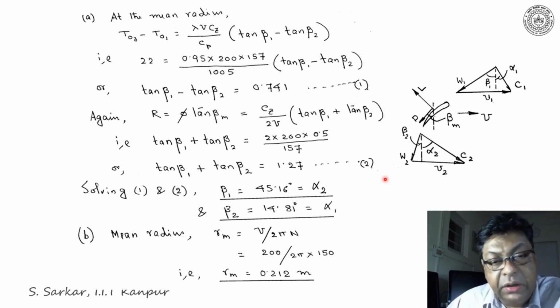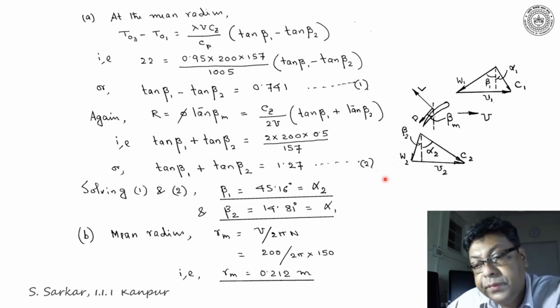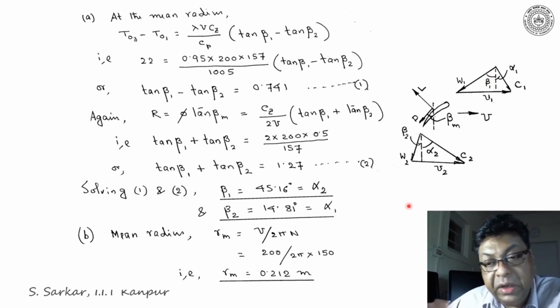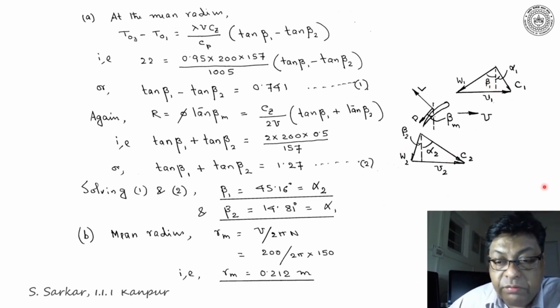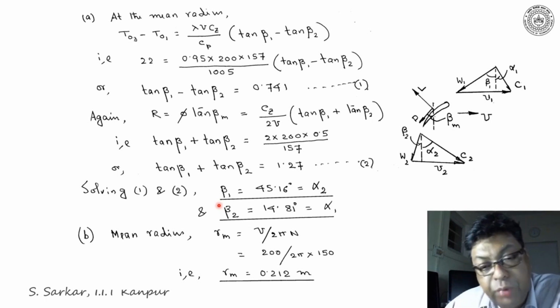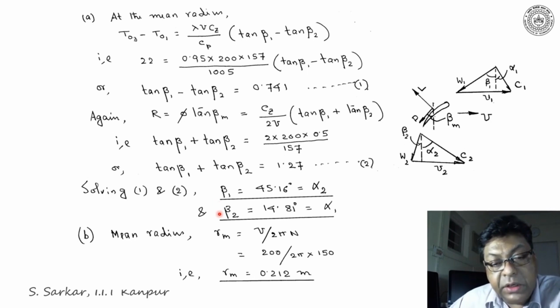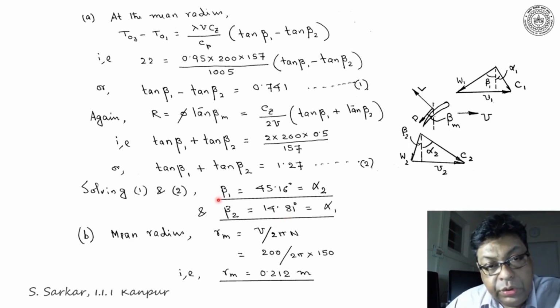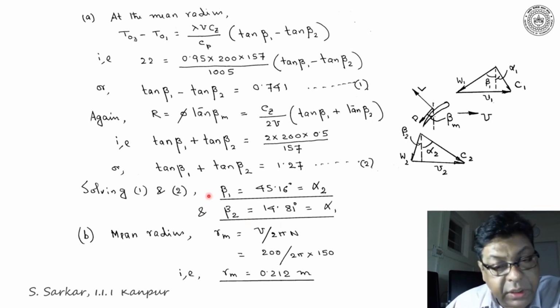Let me pause here and just tell you, the degree of reaction was given as 0.5. 0.5 degree of reaction means the velocity triangle at inlet and exit would be the mirror image of each other. So beta 1 would be equal to alpha 2 and beta 2 is equal to alpha 1. Thus, if I solve equation number 1 and equation number 2, I'll get beta 1 and beta 2. Solving these 2 equations, I have got beta 1 is equal to 45.16 degree, and that must be equal to alpha 2 as the degree of reaction is 0.5. Similarly, beta 2 is equal to 14.81 degree, that must be equal to alpha 1. So the first point that has been asked, beta 1 and beta 2, I have calculated.